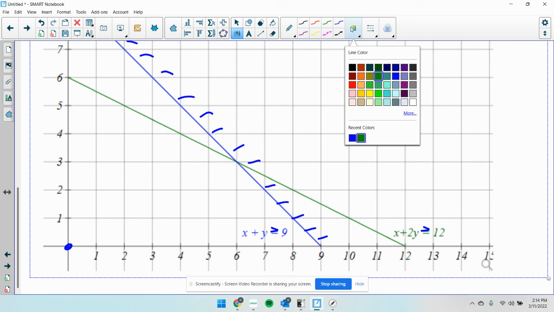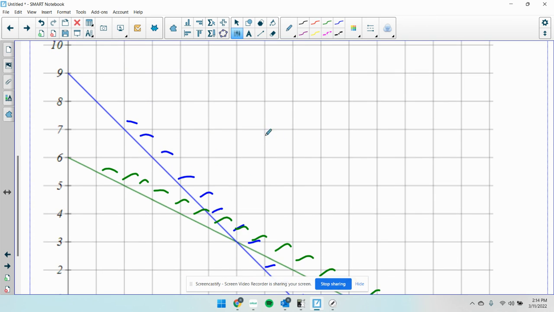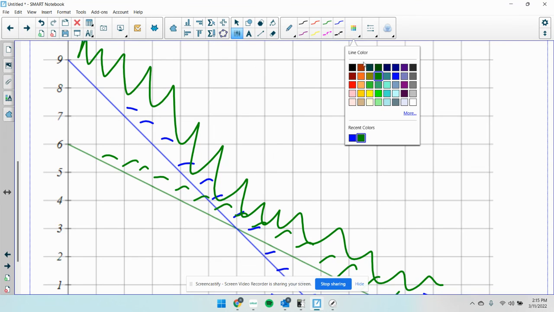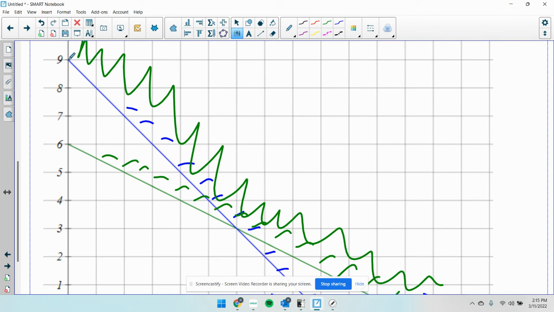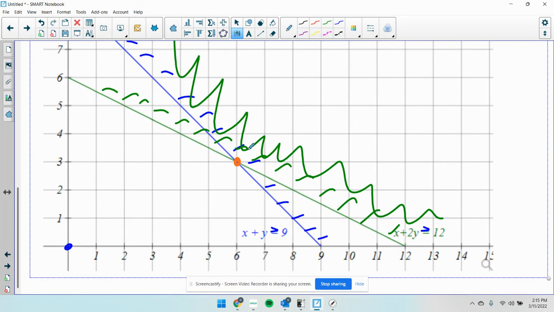The green line, 0, 0 doesn't work again. So I'm going to shade away. So my feasible region is everything above the blue and above the green. So the only corners they want are the corners of the boundary of that region. So this one, 0, 9. This one, 6, 3. And this one, 12, 0. They don't want this and they don't want this, because these aren't part of the final feasible region. Just those 3 coordinates are.